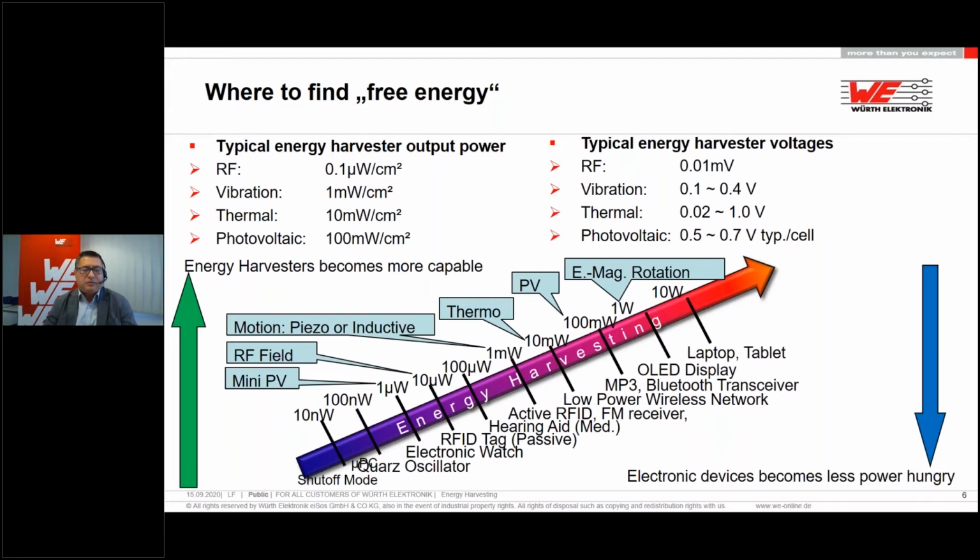Photovoltaic, of course, I guess everybody has already had a small desk calculator with solar cells, which never changes batteries or something like that.